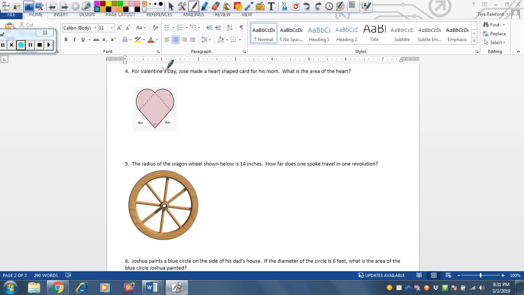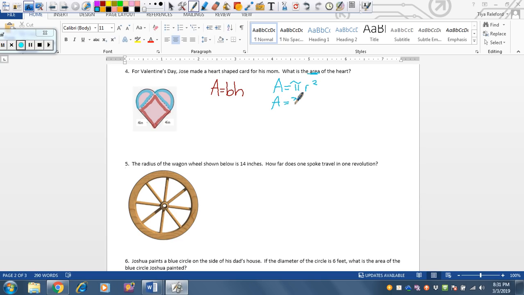All right, 4 says for Valentine's Day, Jose made a heart-shaped card for his mom. What is the area? You have 2 shapes. You have a semicircle and a semicircle, which makes 1 full circle. And then you have a square. So area of a square is easy. We like those. Your semicircle, you're going to have to use area of a circle.